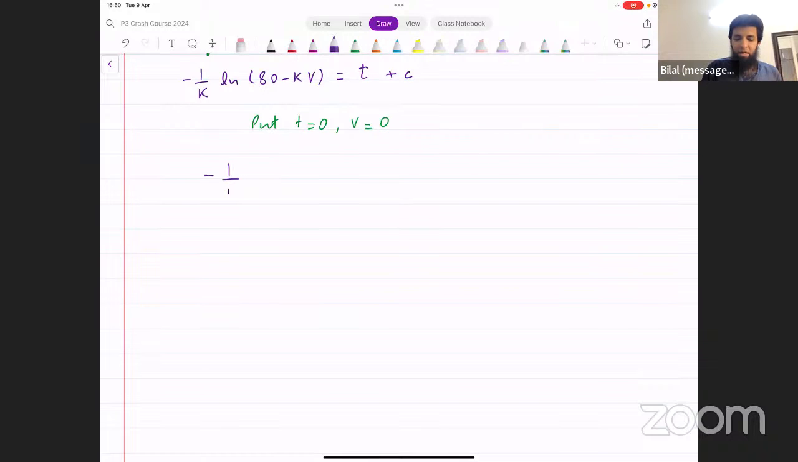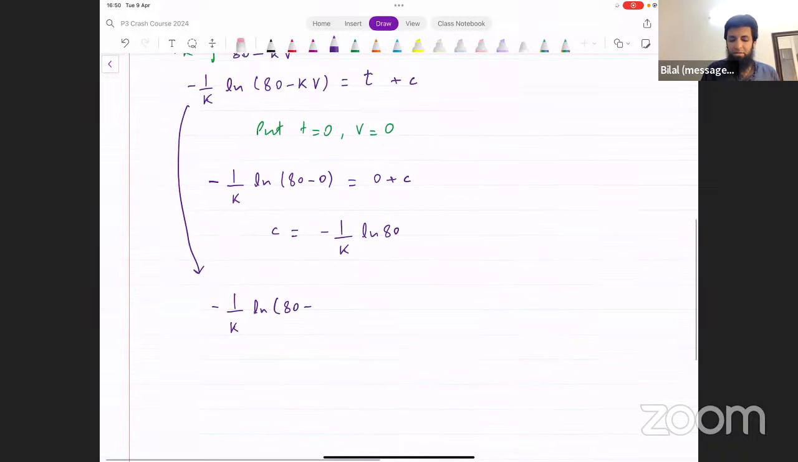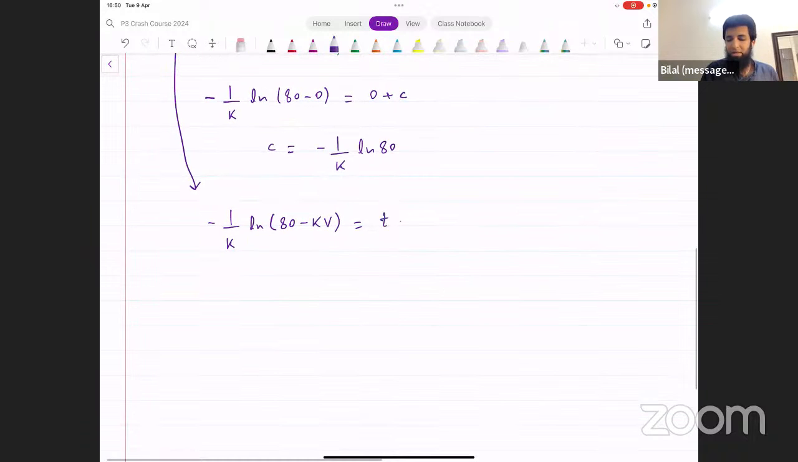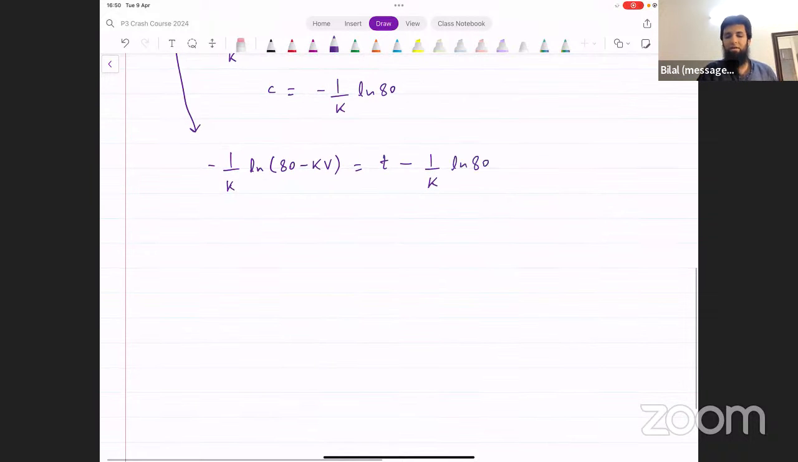On the left side, we get minus 1 over k into ln of at minus k times v. That's going to become 0 equals 0 plus c. So the value of c therefore becomes minus 1 over k times ln of at. So the solution therefore becomes minus 1 over k into ln of at minus k times v equals t minus 1 over k into ln of at. That is what the solution of the differential equation turns out to be.